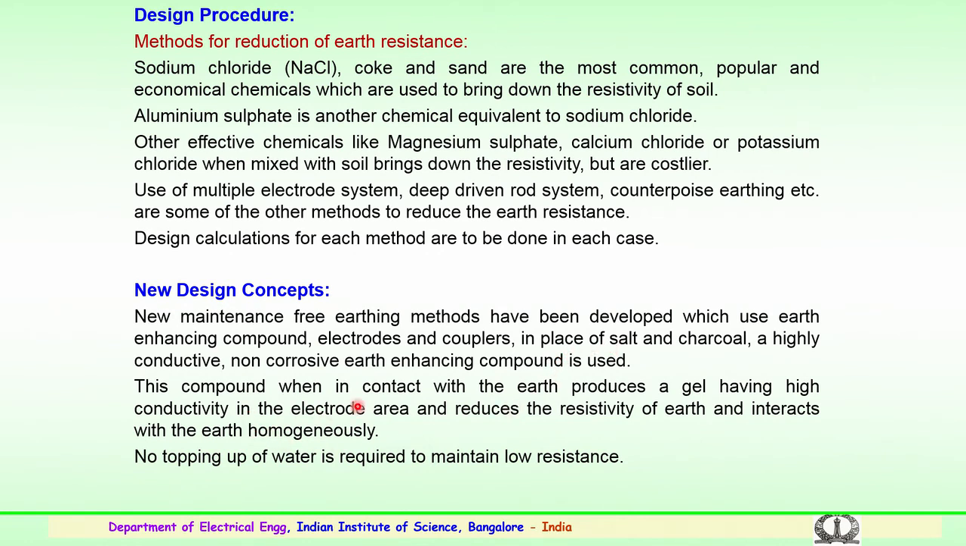This compound, when in contact with the earth, produces a gel having high conductivity in the electrode area, and further reduces the resistivity of earth and interacts with the earth homogeneously. So, very important, the compounds which are being employed will bring down the resistivity of the soil and also help in proper conduction and see that minimum resistance is offered to the fault currents.